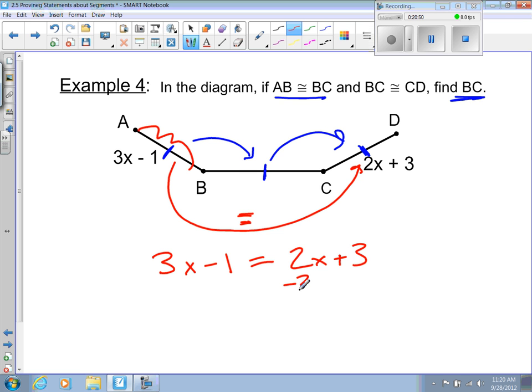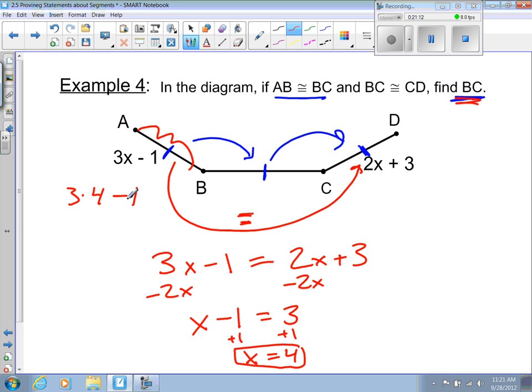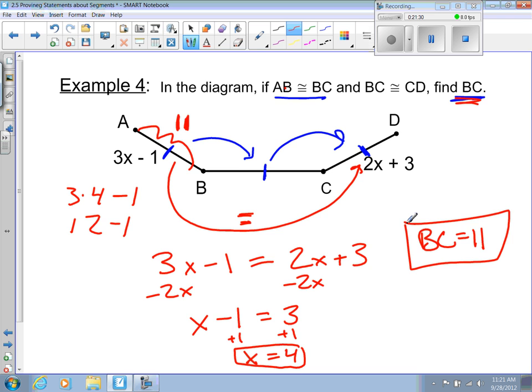I'll subtract 2x from both sides because I want to get my x's to one side. I get x minus 1 equals 3. Add 1 to both sides. I get x equals 4. Now, is that my answer? Did I find BC? No, I found what x was. So I could put 4 in for x, and I'd get 3 times 4 minus 1, which is 12 minus 1. So AB has a length of 11. And since they're congruent, I know that their lengths have to be equal. So I think the length of BC is going to equal 11. That is my answer.